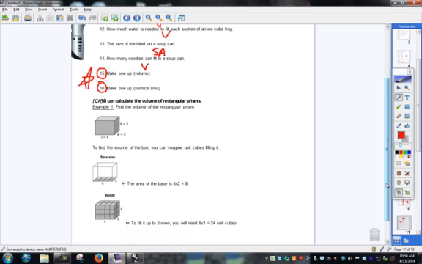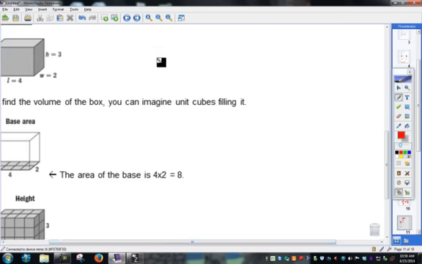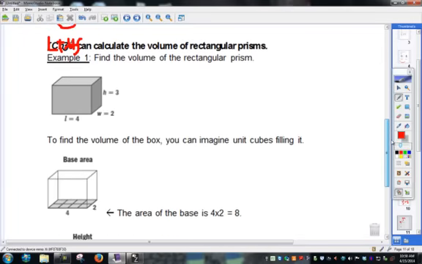Okay? All right. Learning target number 5 now. We are now finding volume. I know you can't read mine, but it's supposed to say learning target number 5. I can calculate the volume of rectangular prisms. Now, this is where it's going to get a little bit different, guys.